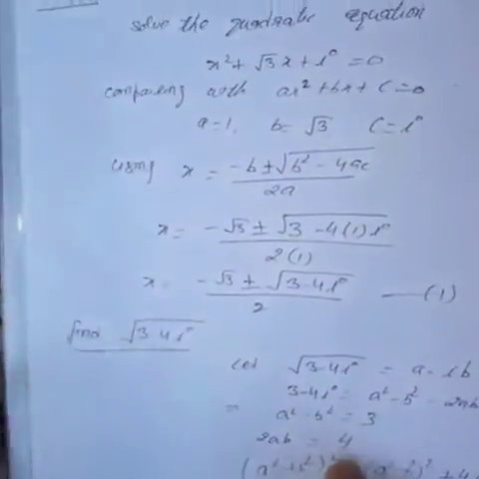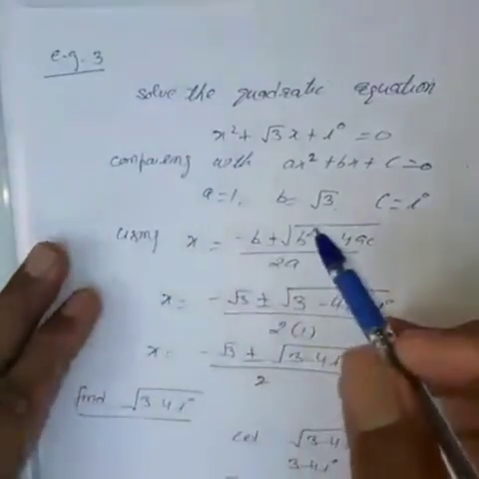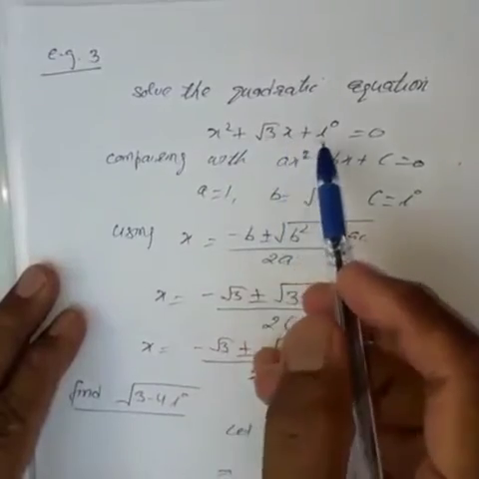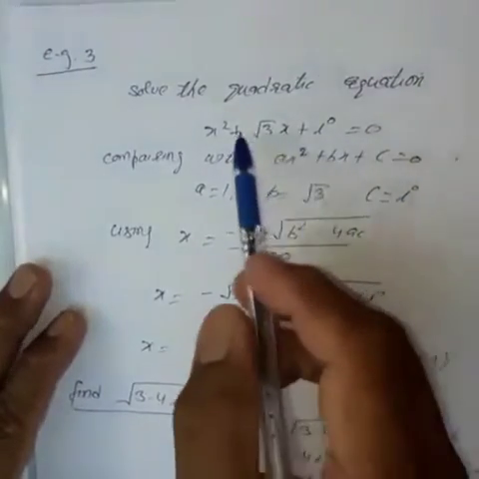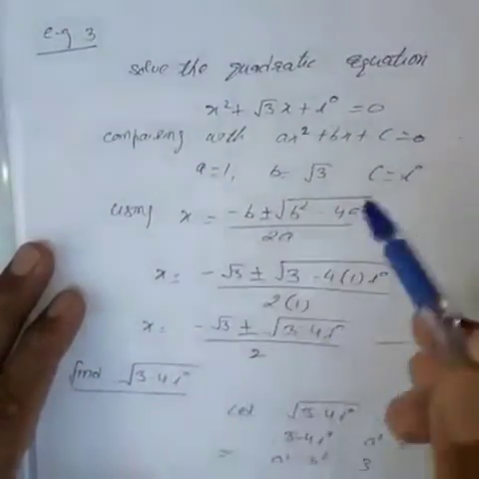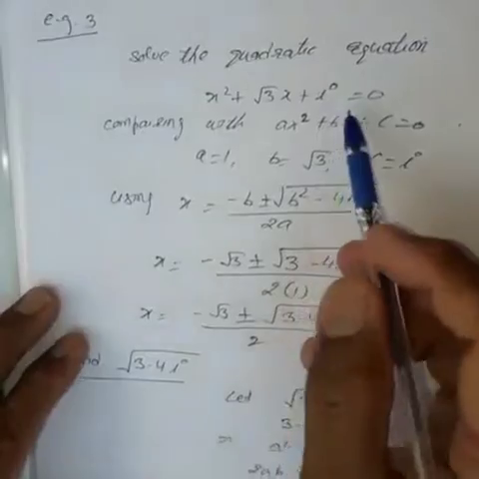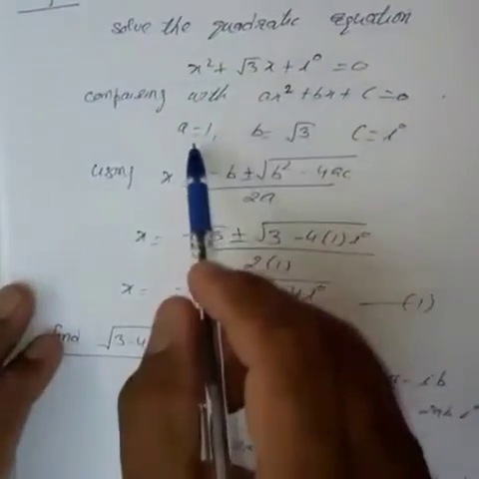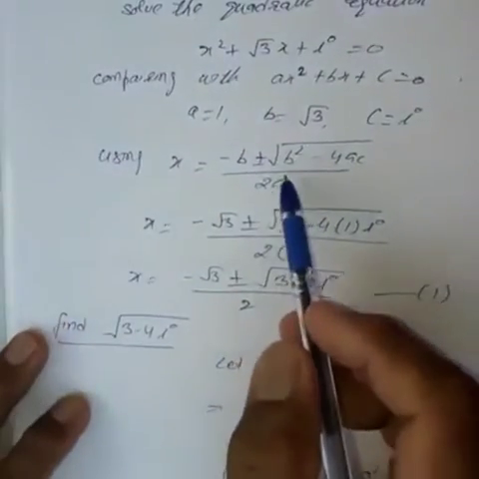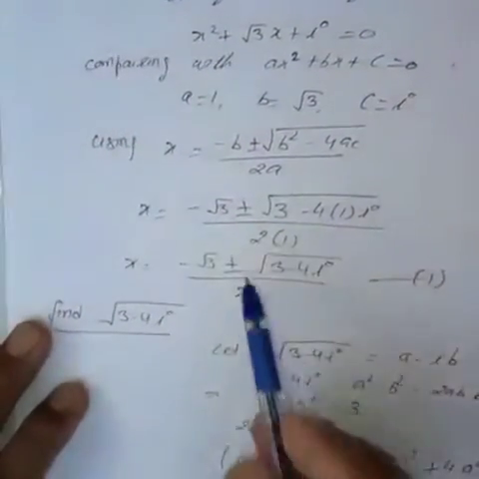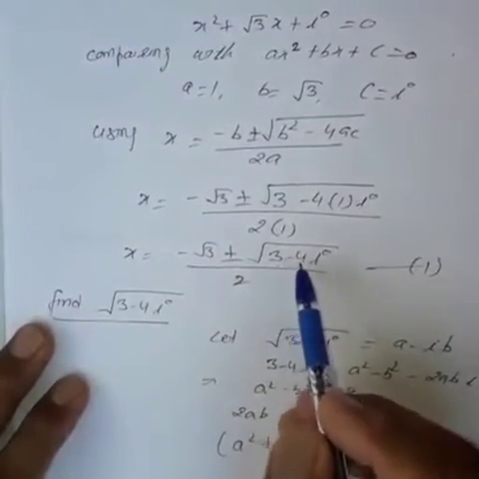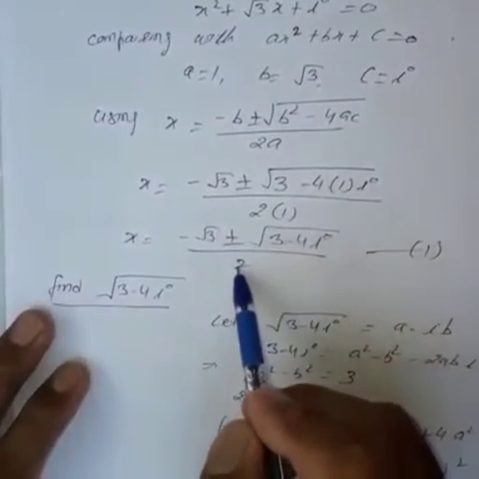Then you consider another example. Solve the quadratic equation x square plus root 3 x plus iota is equal to 0. Now the coefficients of x square, or the values of a, b, c, can be imaginary or complex numbers now. So you compare with the standard equation and find a, b, c. So a is 1, b is root 3 and c is iota. You put values here in this formula. We will have x equals minus root 3 plus minus under root 3 minus 4 iota, upon 2.